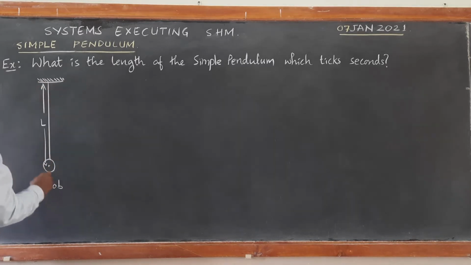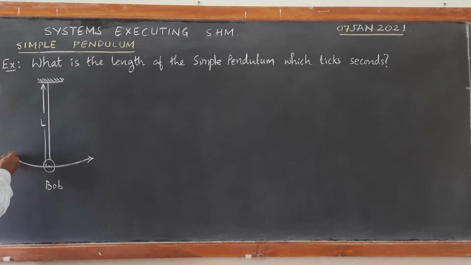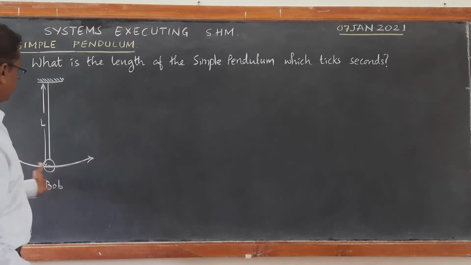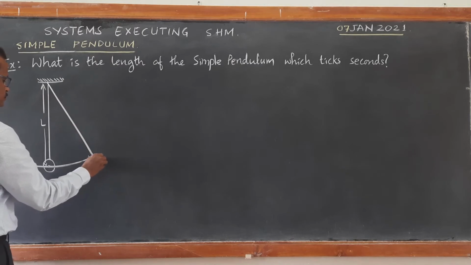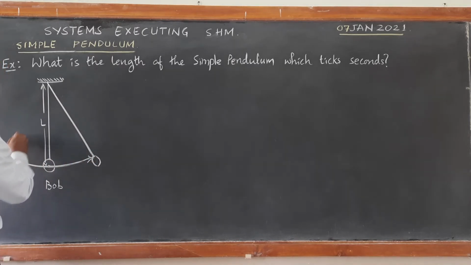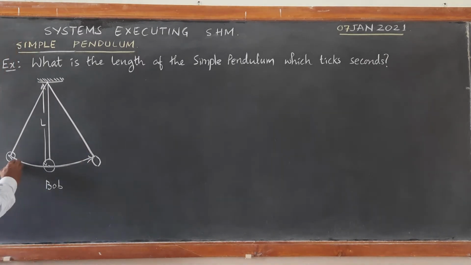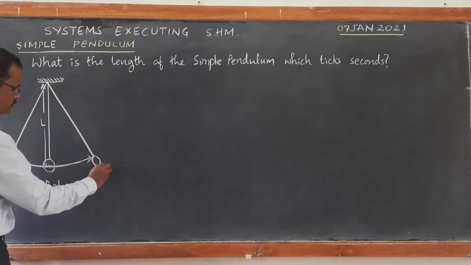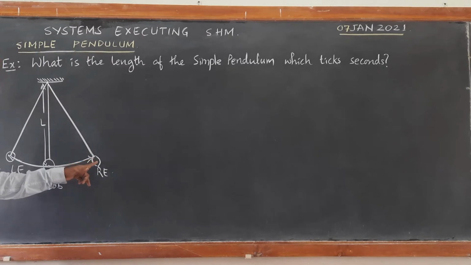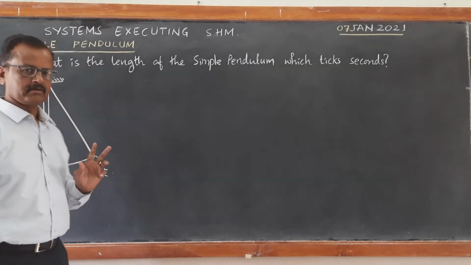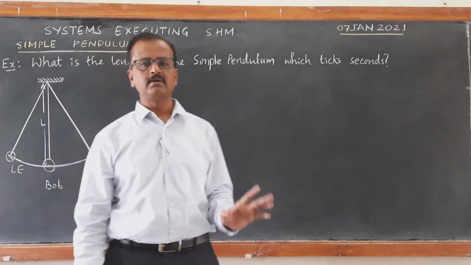Which ticks seconds means what? When it oscillates to and fro about the mean position, when it moves from the right extreme end to the left extreme end, it ticks 1 second. When it moves from the left extreme position to the right extreme position, again it ticks 1 second. Means time taken from right extreme to left extreme is 1 second, and in the same way, from left extreme to right extreme is 1 second.